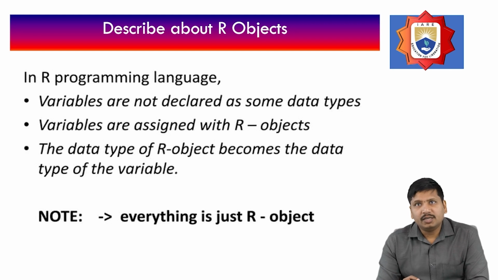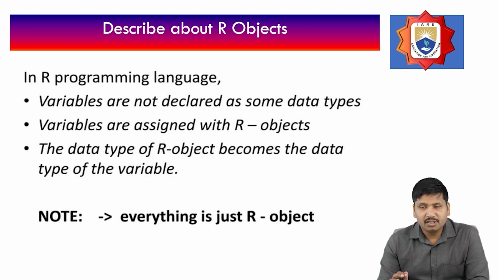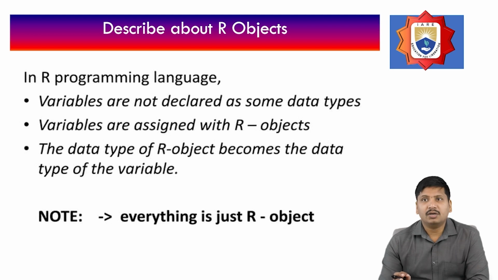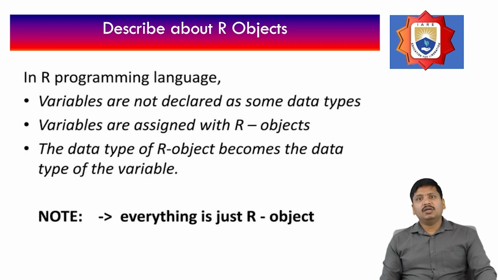The next one describes R objects in the programming language. Variables are declared without data types, and the variables are assigned R objects, and the data type of the R object becomes the data type of the variable. So everything is just an R object. In R, variables are not declared with any data types, and variables are assigned R objects.